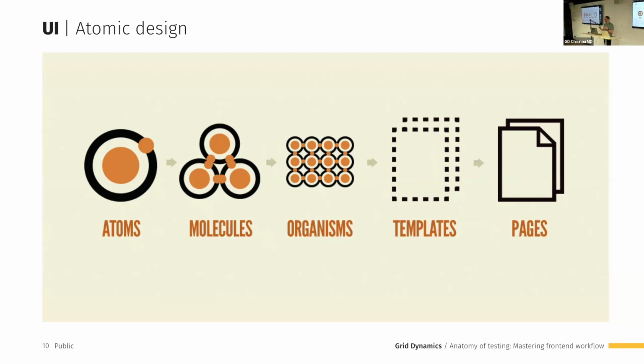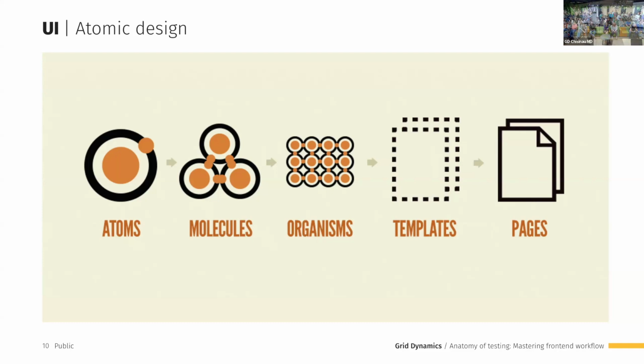Molecules are groups of atoms that form together a unit. Basically, you can have your input, label, and button built into a search form, which is essentially a molecule. Then we have organisms. These are relatively more complex UI elements. For example, you can have your search form molecule as a part of the header organism.